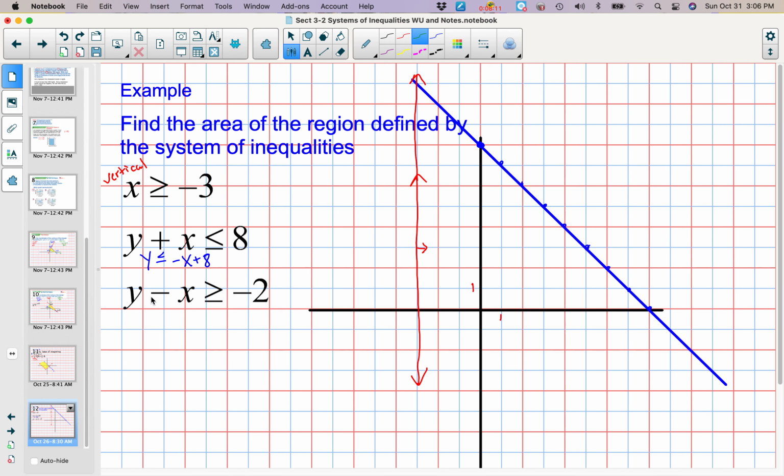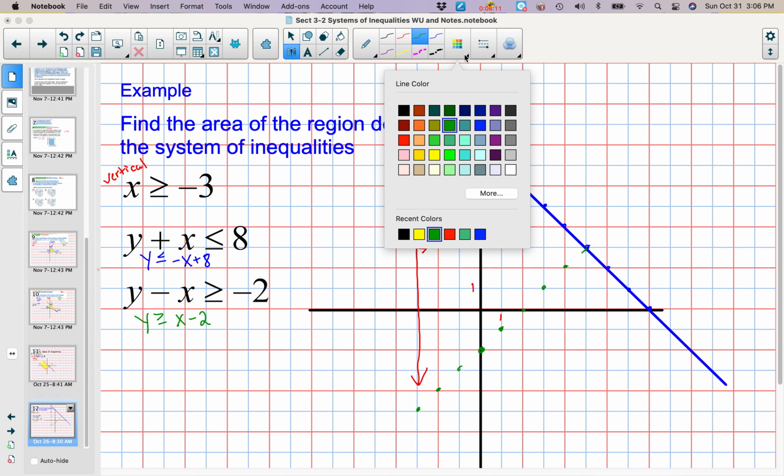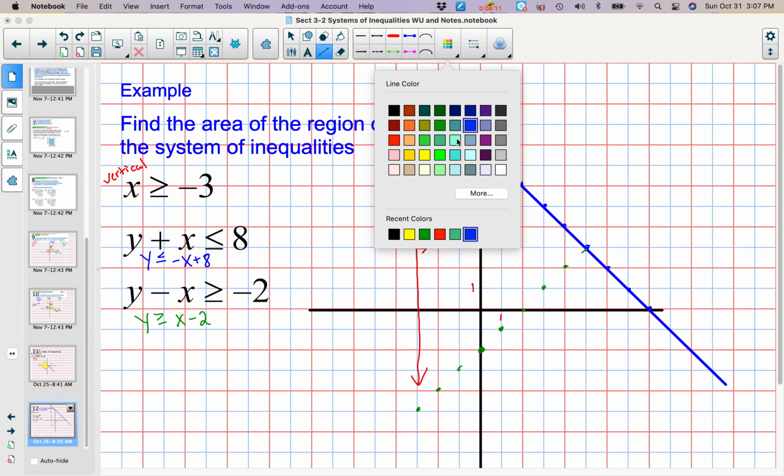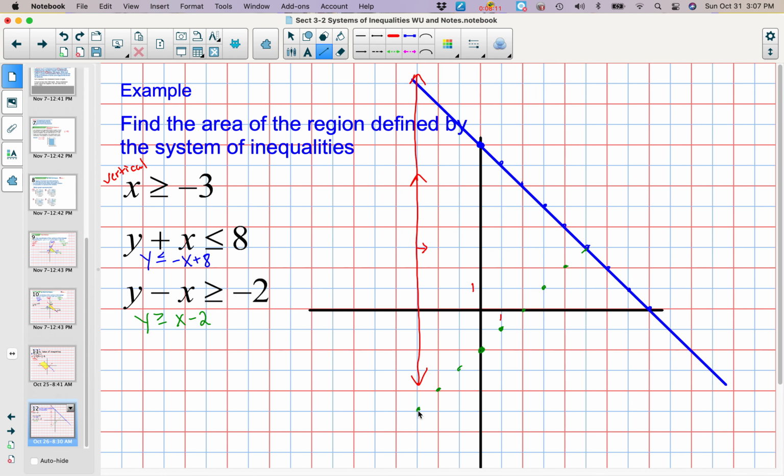And the last one, I'm going to switch this to y is greater than, if I add x to both sides, then I do this. I don't have to worry about flipping the inequality unless I multiply or divide by a negative, remember. So my y-intercept is -2 and my slope is 1. So this green line is going to be here. And one more thing, I'll just extend this red line down to here.